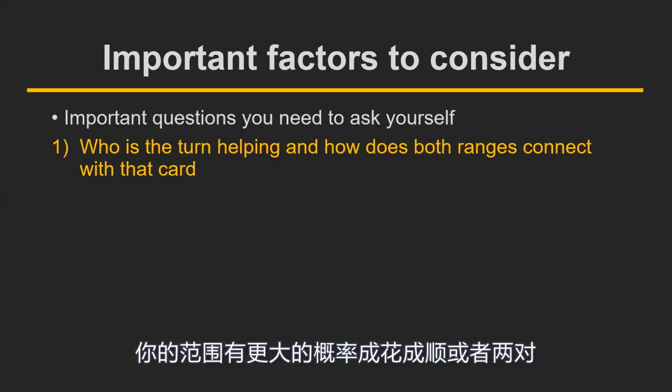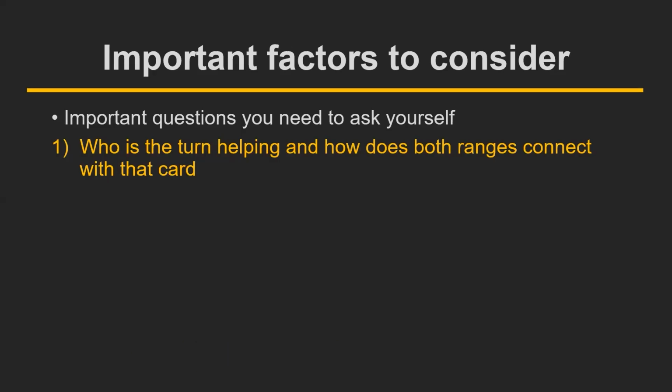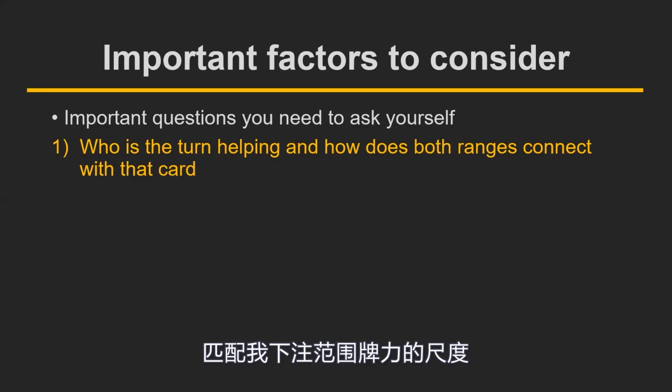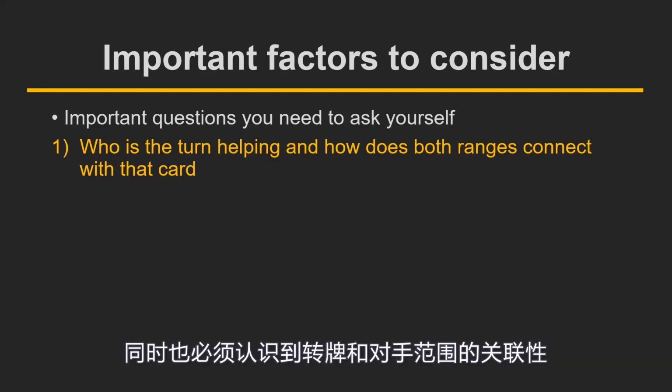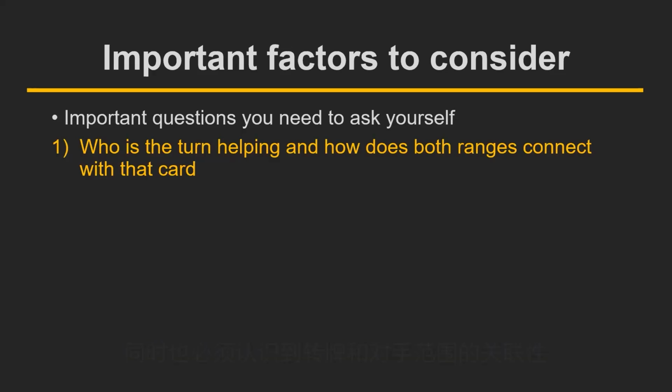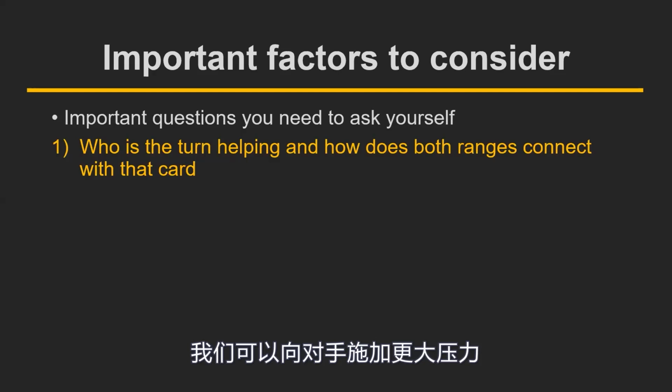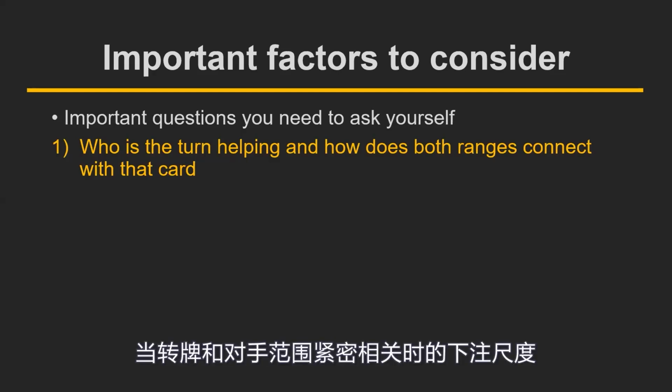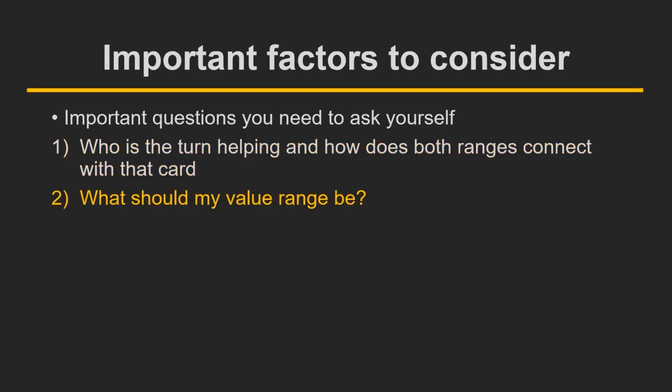Because we're basically saying, okay, this turn really helps you. You make some flushes, some two pairs, some straights, and all that type of stuff. And I still want to be betting something like a strong top pair. So basically I want to take a sizing that fits my betting range well, and also acknowledge how it connects with big blind's range. If the turn is a blank, we can afford to put a lot more money in with our value range than if the turn connects super well with the big blind's range.